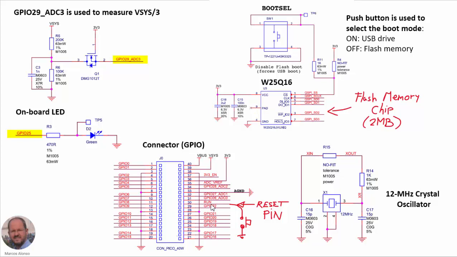We can highlight this pin number 30, which corresponds to signal run. This is the reset pin. So if we are interested in having the possibility of doing an external reset, then we only have to connect a push button here from pin run to ground.